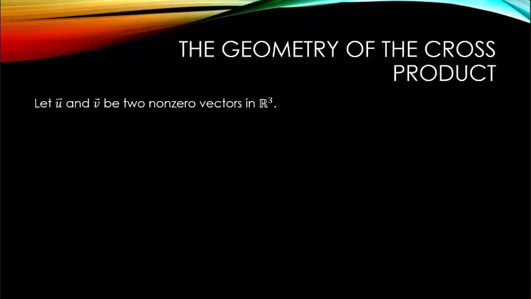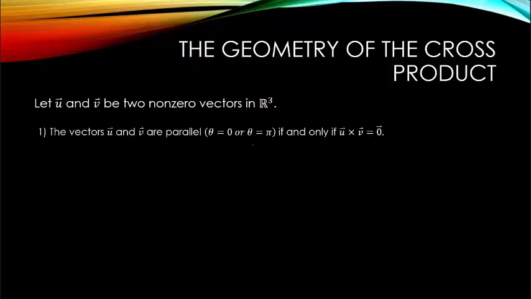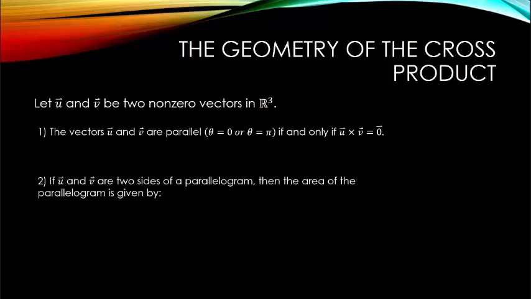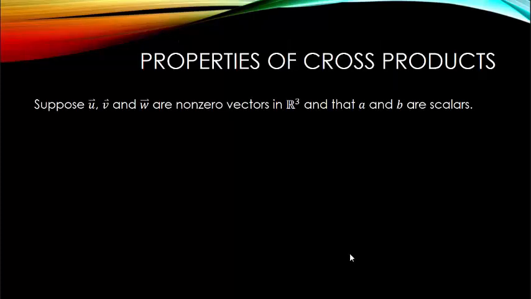If I let u and v be two non-zero vectors in R3, the vectors u and v are parallel, meaning theta is 0 or pi, if and only if the cross product of u and v is equal to the zero vector. So parallel vectors have a cross product that is the zero vector. If u and v are two sides of a parallelogram, then the area of the parallelogram will be given by the magnitude of the cross product, which is the magnitude of u times the magnitude of v times the sine of theta. Now let's talk about the properties of cross products.